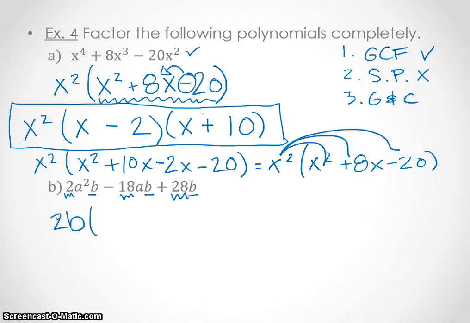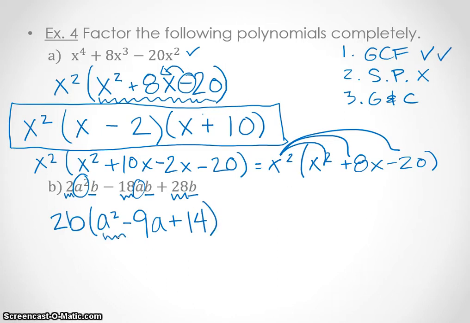Then we have 2 divided by 2, which is 1. And then we took this b, so all I'm left with in this guy is a squared. And then minus, and then 18 divided by 2 is 9. We took the b, so I'm only left with the a as far as my variables go. Here's a plus, so then 28 divided by 2 is going to be 14, and we had the b, and we took it, so there's no variable left on this guy. Okay, so we did GCF.